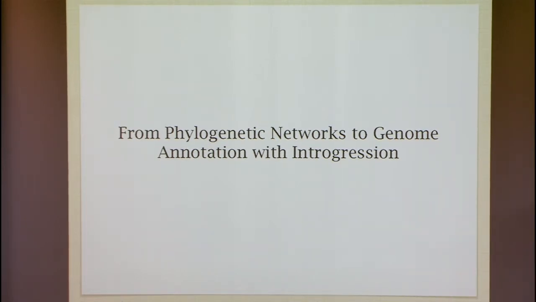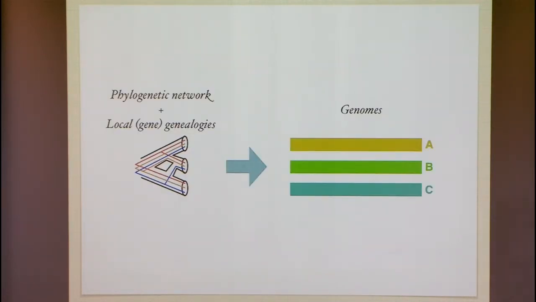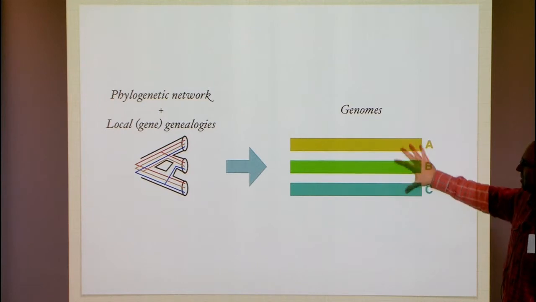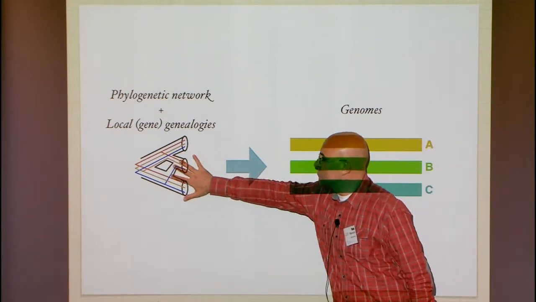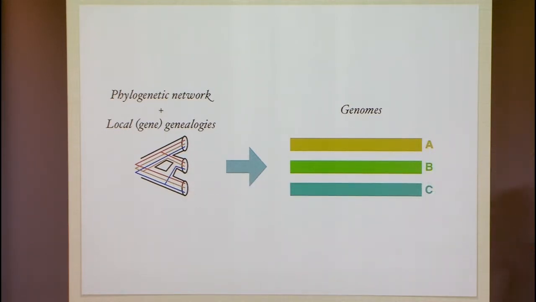which is about how do we use these networks. If we have an inference of a network, how do we annotate genomes for introgression? And the point here is that if you look at the genomes, they are basically data that was generated from this stochastic model, a network where we have these gene genealogies evolving within that, and on top of them we have sequences evolving, right?